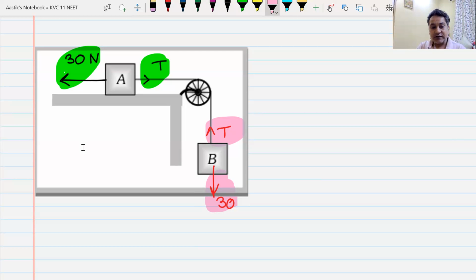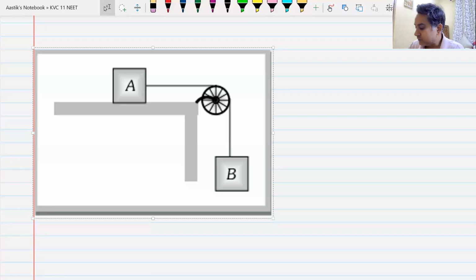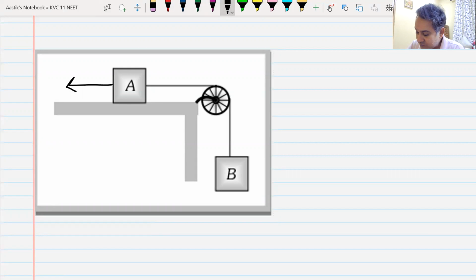The last variation of this question. Same mass, same thing. This block, I'm applying 50 newtons. Same block, same mass, same thing, and I ask you the same thing again. What is the acceleration of the blocks? Where? In which direction? Downward, upwards, right, left?